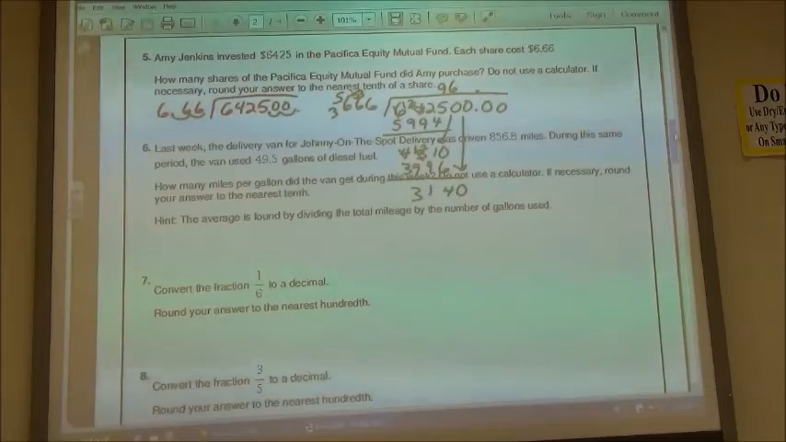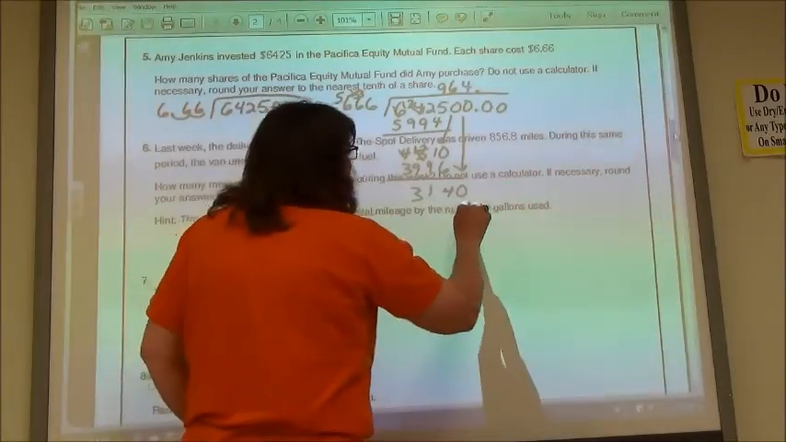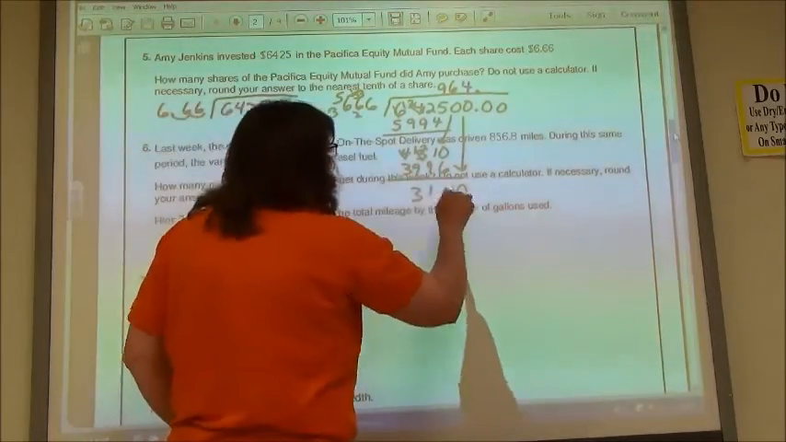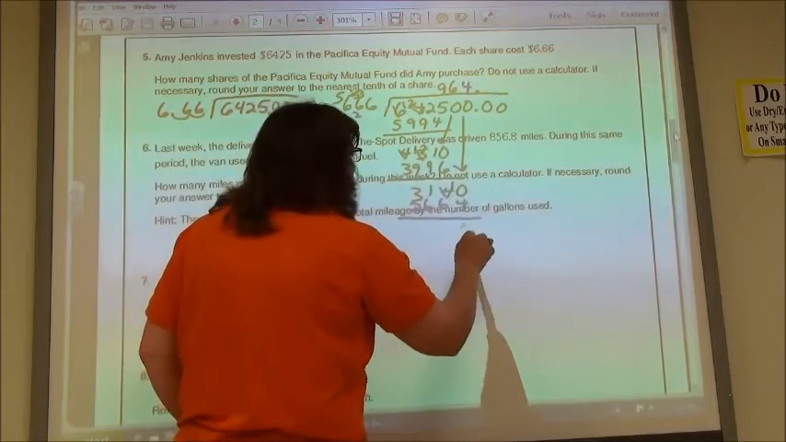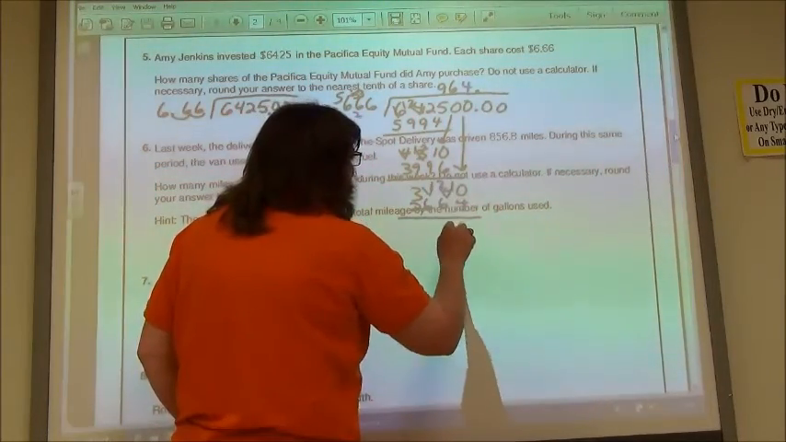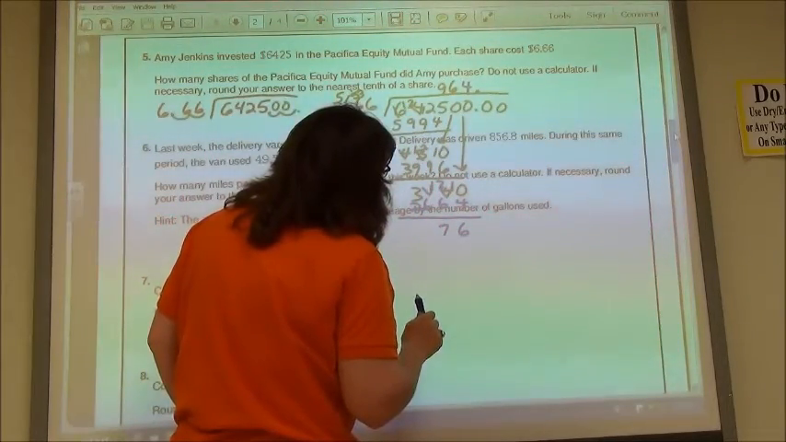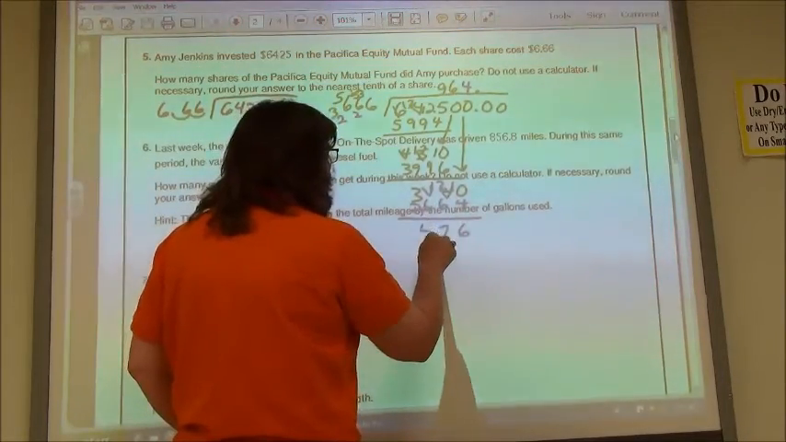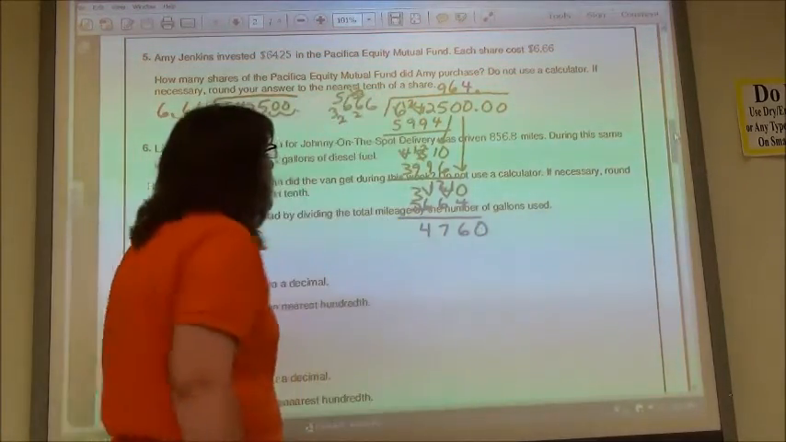6 into 31 about 5 times, but that's going to be too big, so I'm going to say 4 times. Let's try 4. 4 times 6 is 24, 25, 26. And then I'm going to get 26 again. So when I subtract, 13 minus 6 is 7, and that was 10, 4. 476 if I subtracted that right. So I add the next 0.